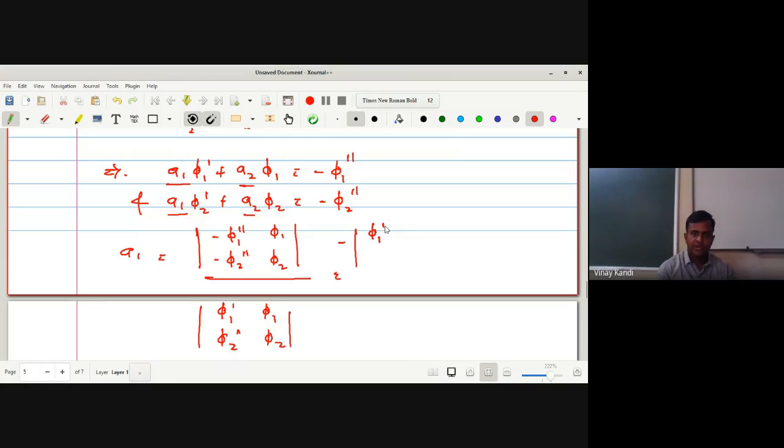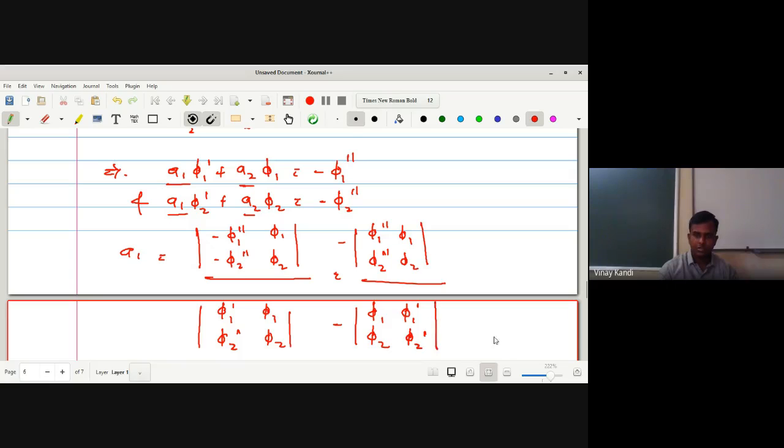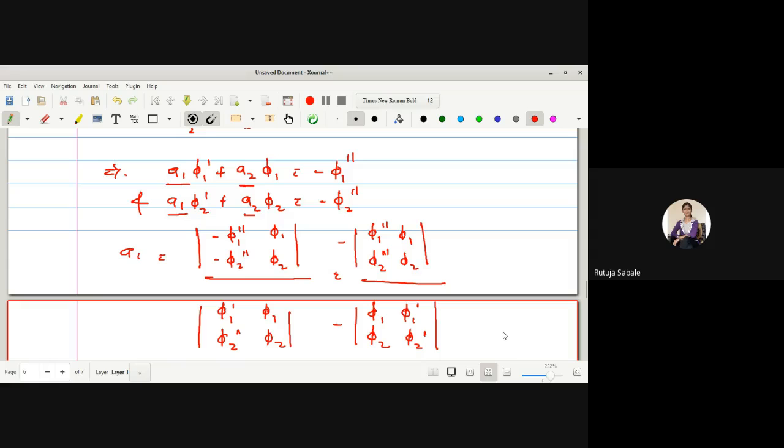Now minus sign with phi1 double dash, this is phi1, phi2 double dash, and this is phi2, upon. Now taking this column, by column transformation, we get here minus sign, and here we get phi1 phi2, and here phi1 dash phi2 dash. Okay, any doubt up to here? No, sir.